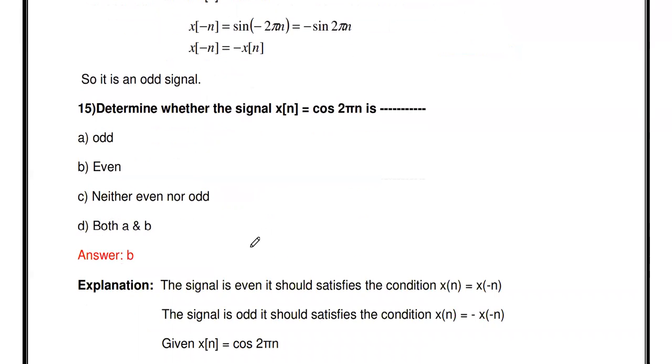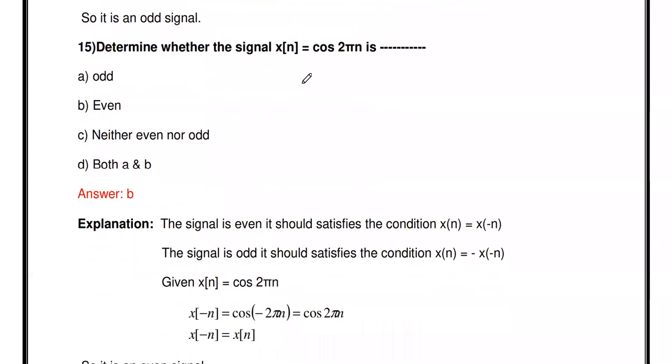So you see the next problem. Determine whether the signal x of n equals cos 2 pi n is even or odd. So what is the given signal? It's a discrete cosine waveform. So this discrete cosine sequence, is it odd, even, neither even nor odd, or both a and b? The cosine waveform is an example of an even signal.